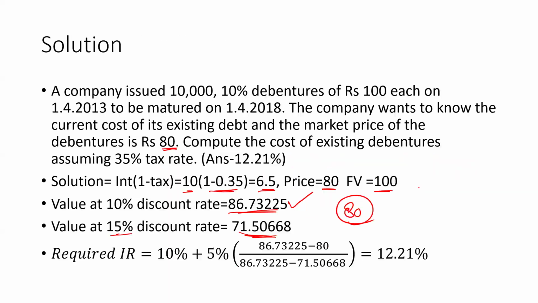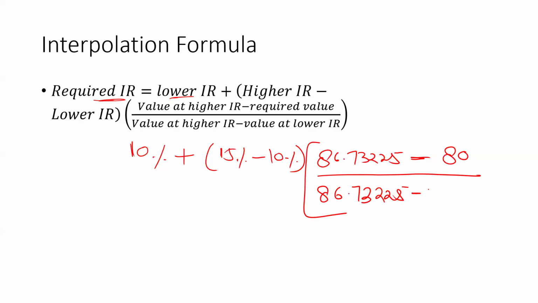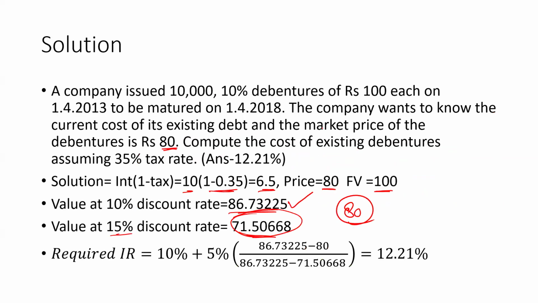That value is 71.50668. If you do this calculation, value at lower interest rate minus required value, divided by value at lower interest rate minus value at higher interest rate, you get your answer near to 12%, which is 12.21%.